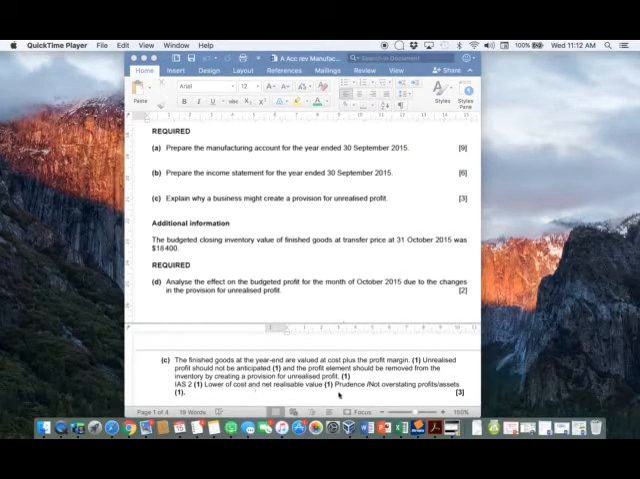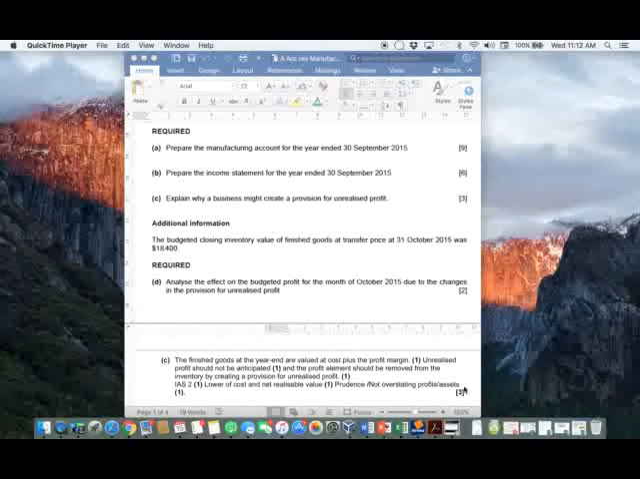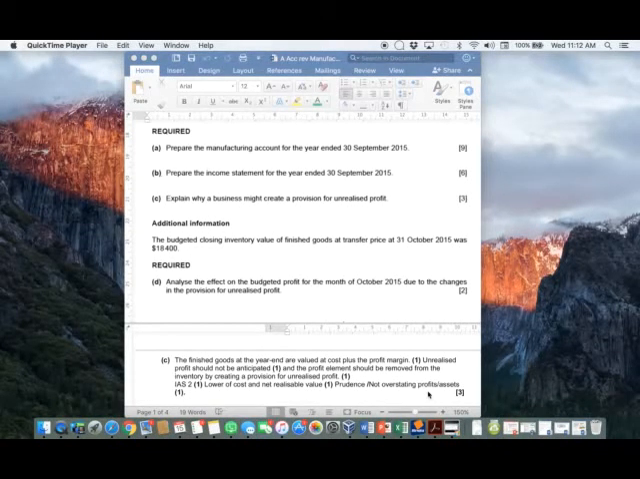And lastly, you could speak about prudence, not overstating your profits or assets. In other words, I would actually be inclined to refer rather to the IFRS concept of fair presentation, that it needs to be as realistic as possible while being conservative. So there's your answer for number C. Have a look at D.